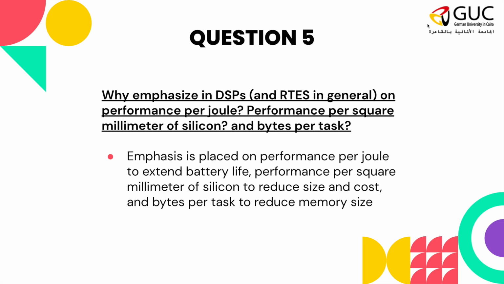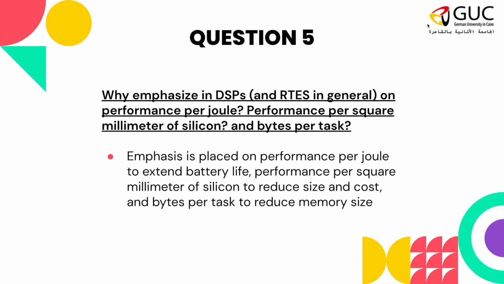So it's self-explanatory. In the previous one, per joule, it's energy, so it's battery life. Here, per square millimeter, it's size. So you want to reduce the size, and reducing the size will reduce the cost, because if the size is bigger, you will actually spend a lot.